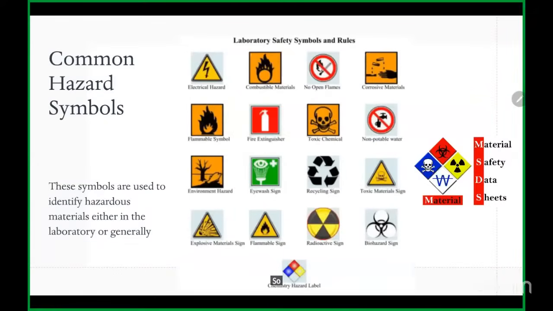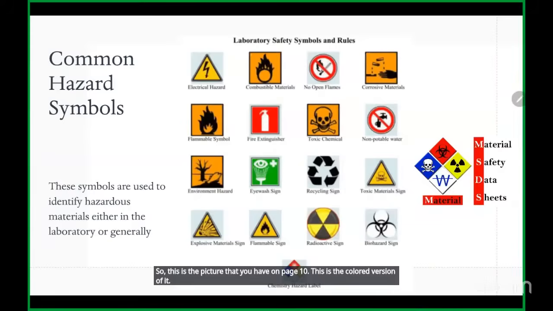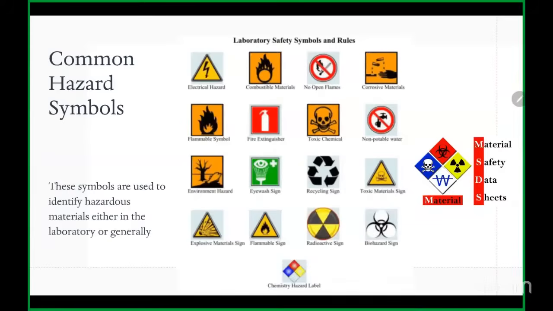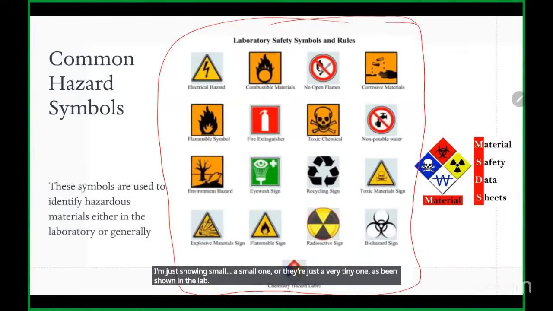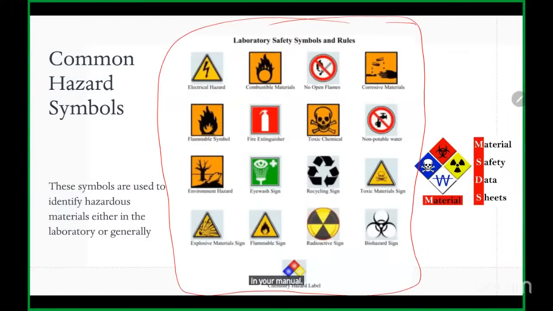So this is the picture that you have on page 10. This is the colored version of it. So you can see that each hazard has a label. I'm just showing a very tiny one that has been shown in the lab. In your manual, there are many symbols to show hazards.